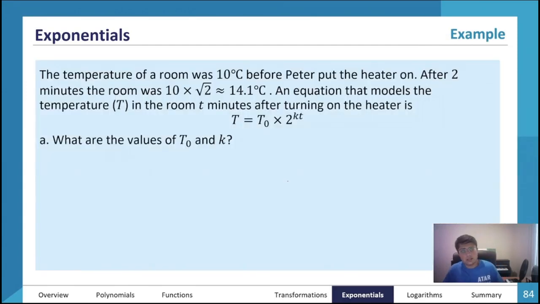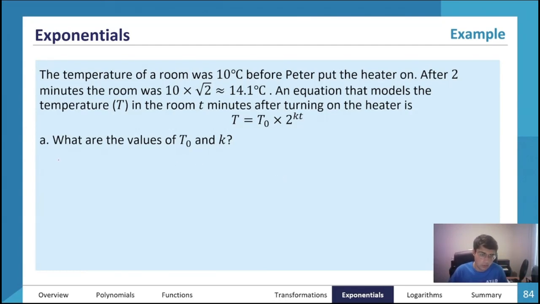So here's the question. The temperature of a room was 10 degrees before Peter put the heater on. After 2 minutes, the room was 10 root 2 degrees. An equation that models the temperature t minutes after turning on the heater is T equals T naught times 2 to the kt. What are the values of T naught and k?